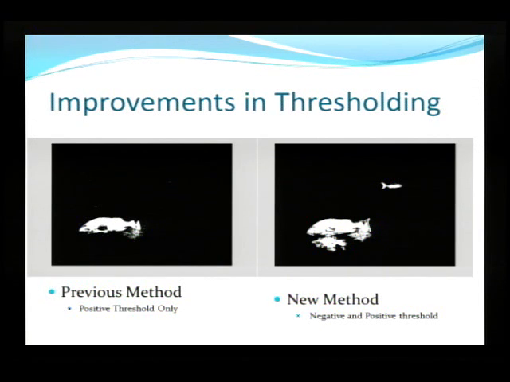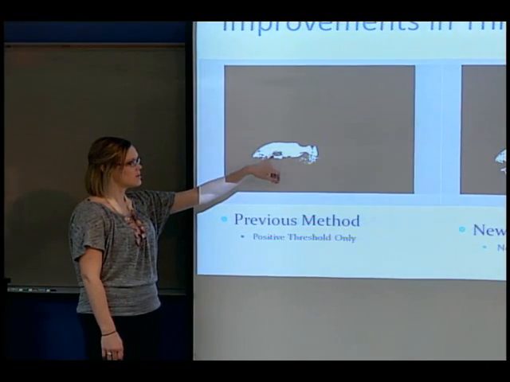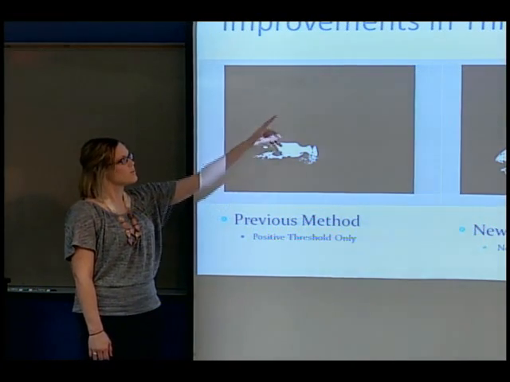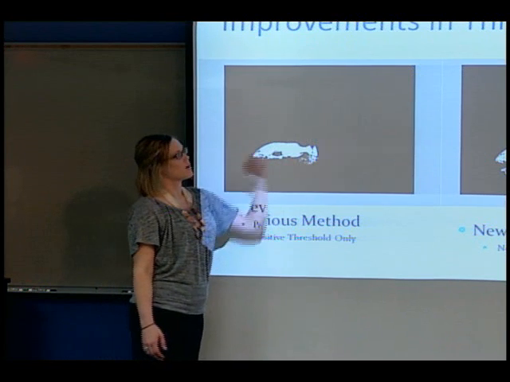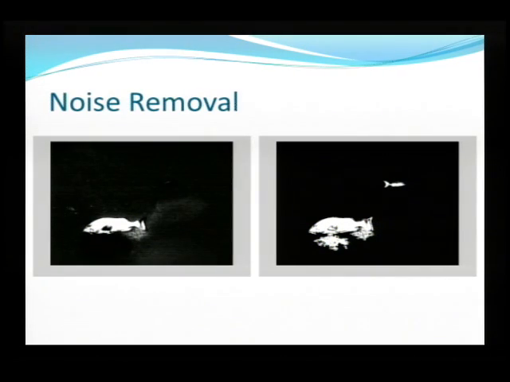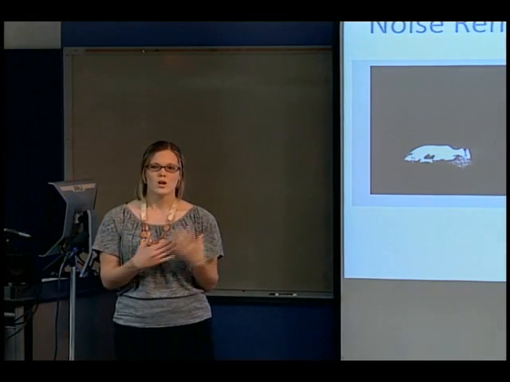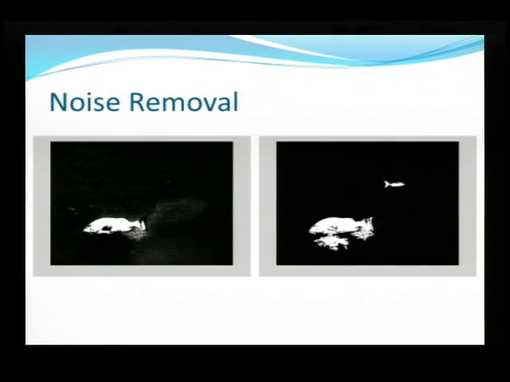With a positive only threshold, this is the image that you got, but with the negative threshold, you can see it fills in the eye and it fills in the fin, and then it also does capture the shadow, but it gives you the fish that's right here. And then once you do noise removal, you can see that there's kind of noise all over. So once you get rid of objects that are under a certain number of pixels, you get rid of all the smaller noise, and it leaves you with just the fish.